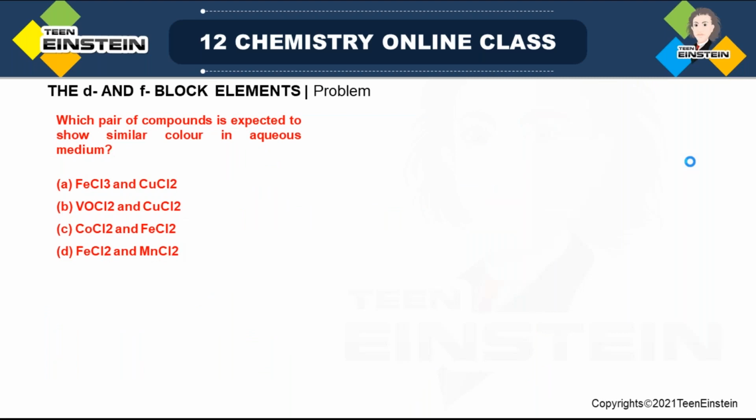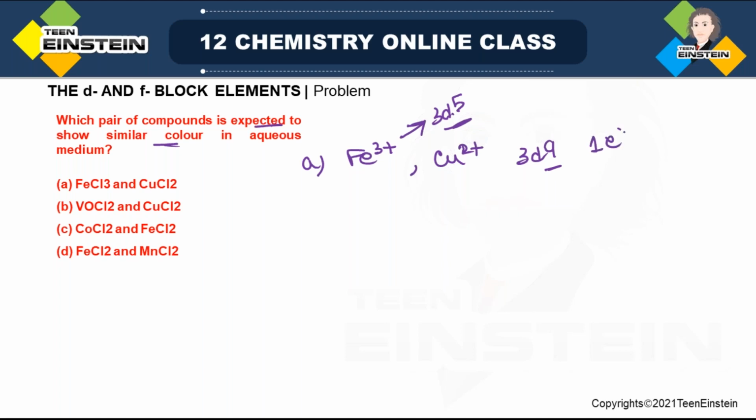So now we have a problem based on this. Which pair of compounds is expected to show similar color in aqueous medium? So the same thing we have to do that I have just said. With option A, you have Fe3 plus and you have copper 2 plus. Now copper 2 plus is 3d9 and iron 3 plus is 3d5. That means not the same electronic configuration. And not just that, you have to understand how many unpaired electrons are there. In Fe3 plus you have 5 unpaired electrons, but here you have only 1 unpaired.